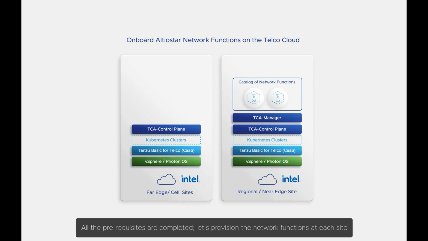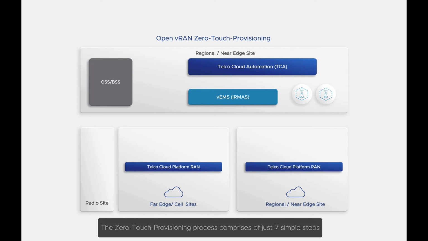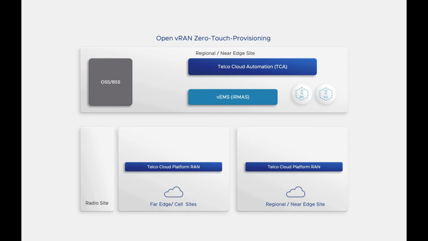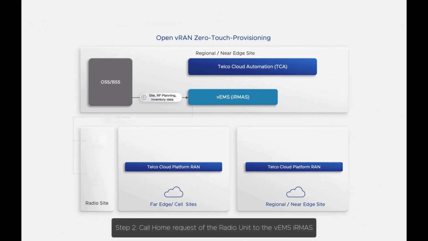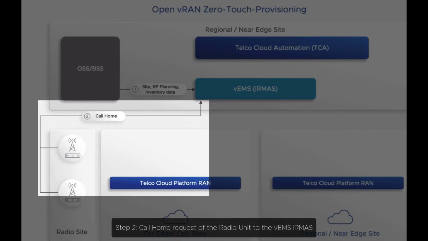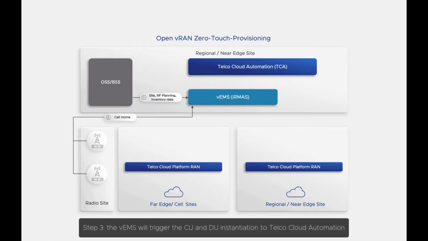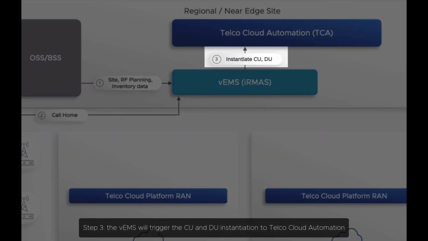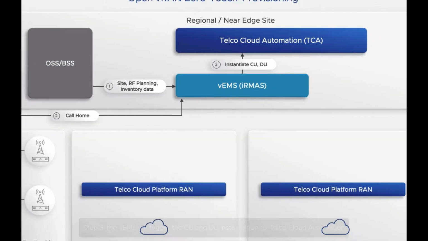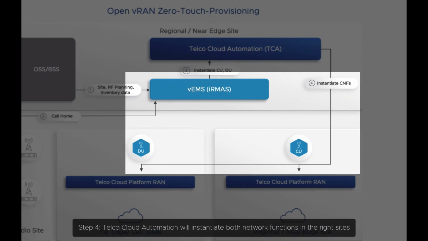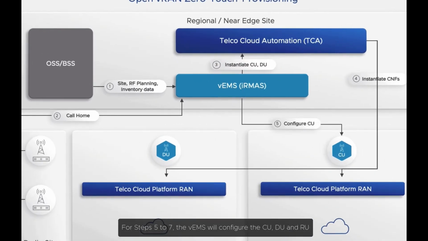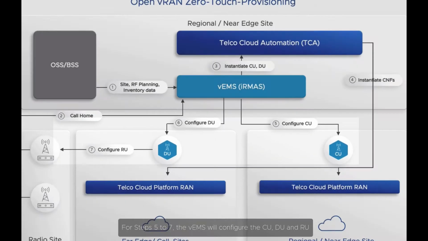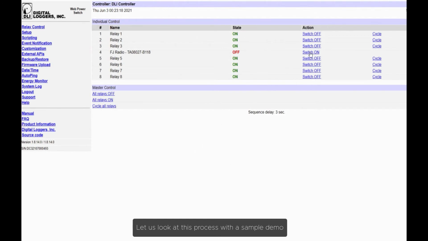Let's provision the network functions at each site. The zero-touch provisioning process comprises just seven simple steps. Step 1. RF planning and inventory data is transferred from the OSS BSS to the VEMS. Step 2. Call home request of the radio unit to the VEMS IR MAS. Step 3. The VEMS will trigger the CU and DU instantiation to Telco Cloud Automation. Step 4. Telco Cloud Automation will instantiate both network functions in the right sites. For steps 5 to 7, the VEMS will configure the CU, DU, and RU. Let us look at this process with a sample demo.